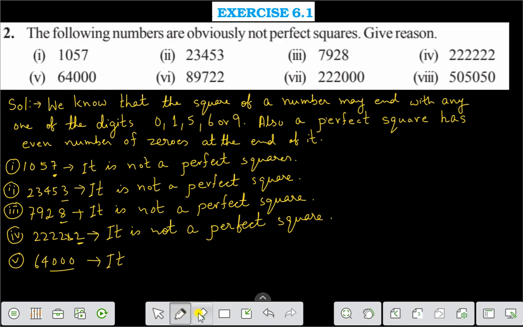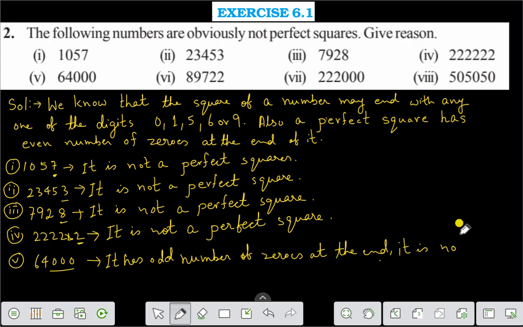Let us write the reason also. The reason is that it has an odd number of zeros at the end. Therefore it is not a perfect square.